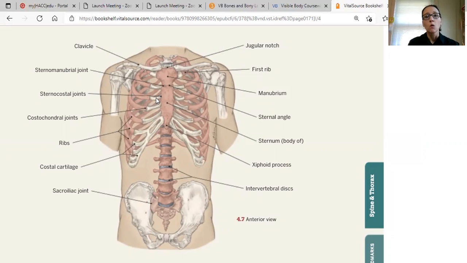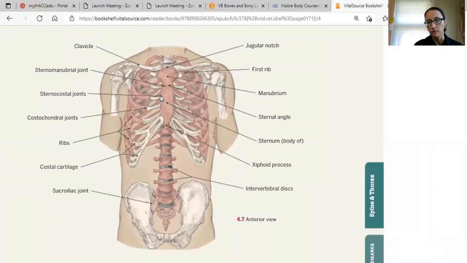Now, where the cartilage meets the sternum is the sternocostal joint. So it's talking about the rib as a whole. Where it meets the sternum, sternocostal joint. Okay.